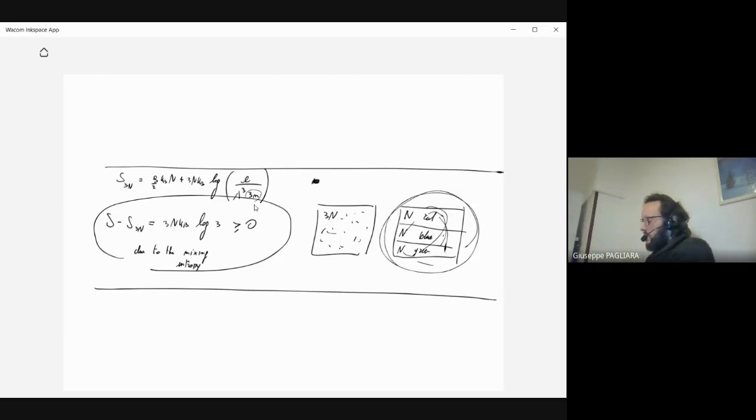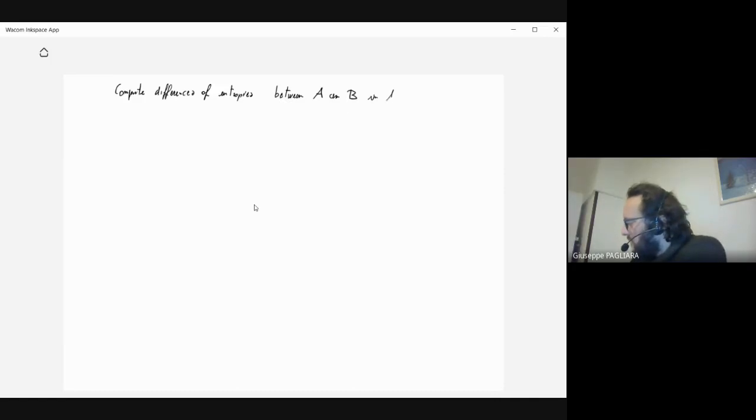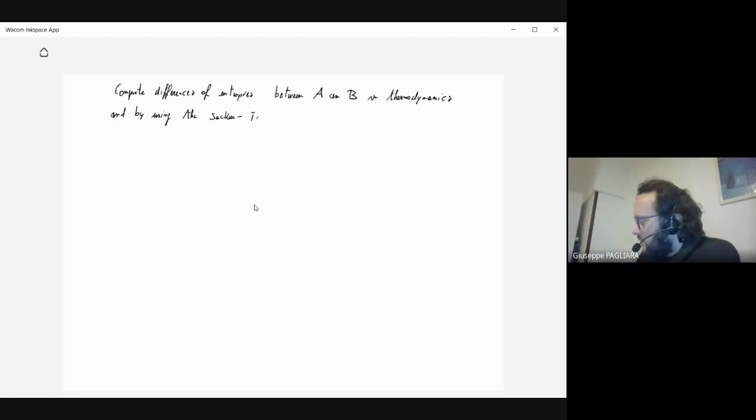And the example was the same. Maybe I can just provide some hints, and then you can try to do it. So, to compute differences of entropies between a state A and B in thermodynamics, and by using the Sackur-Tetrode equation formula. And of course, you should get the same result, okay?